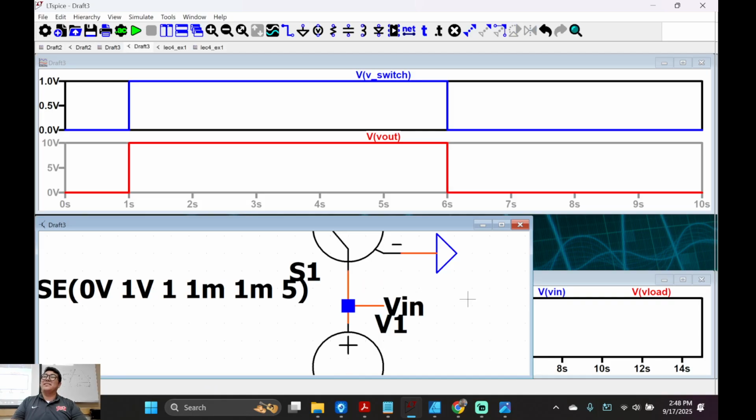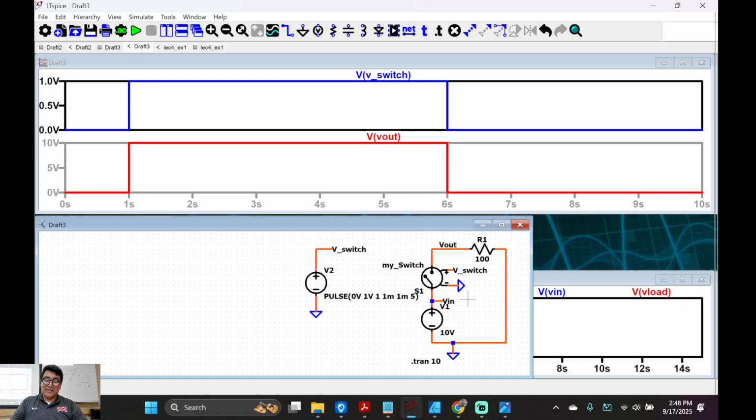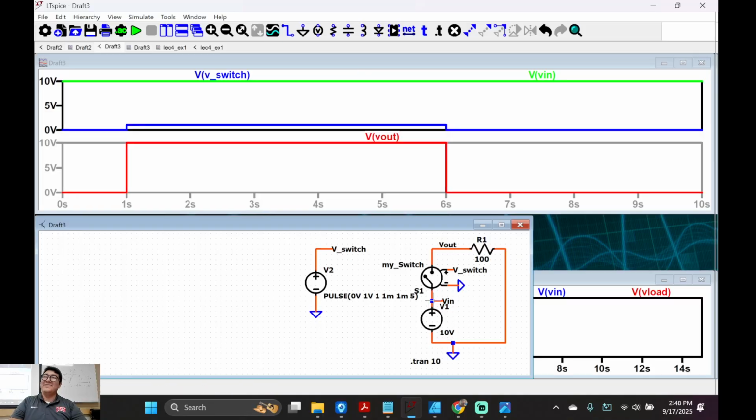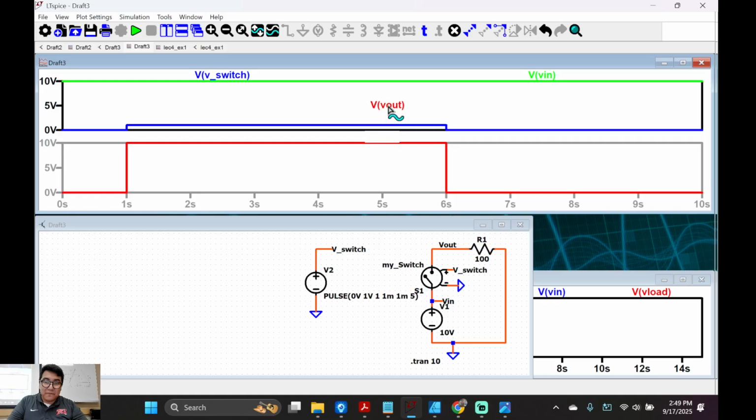Does that make sense? I'm gonna run this again so you guys can see VN. What's gonna be VN for all time? 10 volts. It's just on. So let me show you if I put V out and V in. Here's my switch.